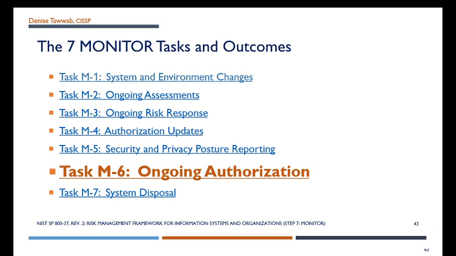We've got 2 more tasks. We are almost done. Hang in there. Task M6 is the ongoing authorization.